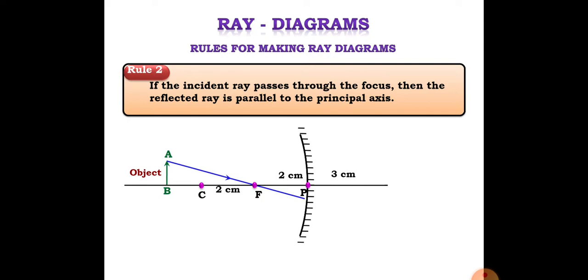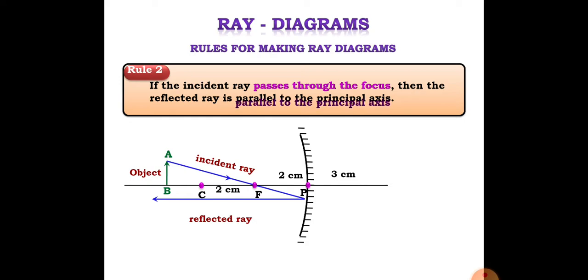This time it is not parallel, and after passing through the focus it will reflect back and become parallel to the principal axis. In this way you can see, this is the incident ray, and when it reflects back, see, in this way it is reflecting back. This ray of light which is reflecting back, called the reflected ray, is parallel to the principal axis. So this is the second rule that you should remember. Clear?